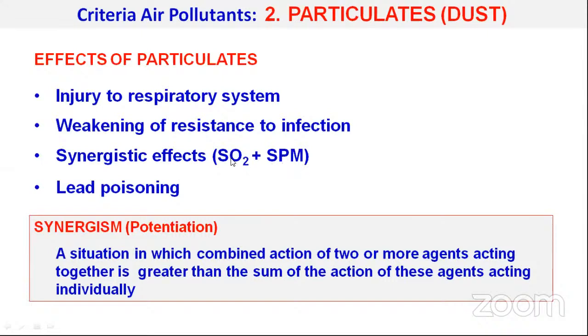It is like, if this is 1 and this is 1, it is not 2. It is exponential. It is 11 actually. And that 11 is now known as synergistic effect. Alone, okay. Combined, very dangerous, most dangerous. That is what is called potentiation. Lead is a very big poison. We talk about it because it is a criteria pollutant. We will talk about it a little later.